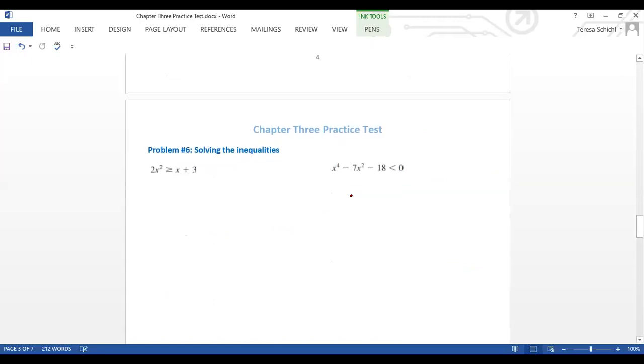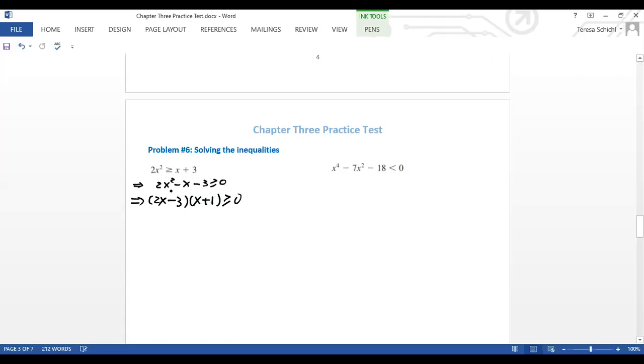Okay, so now let's take a look at how to solve the inequalities. To solve an inequality, we have a few steps. First step, move everything to one side, so you have 2x squared minus x minus 3 greater than or equal to 0. What is the second step? Factor. So I have a 2x minus 3 and x plus 1. Let's see if it is correct or not.